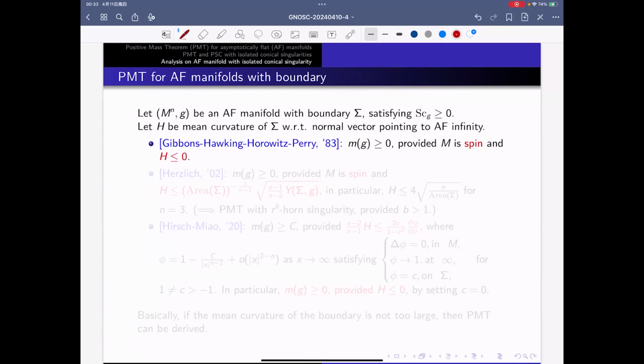I think it's compact. Okay. Yeah, I'm not 100% sure, but yeah, it's compact. Yeah, it should be compact.